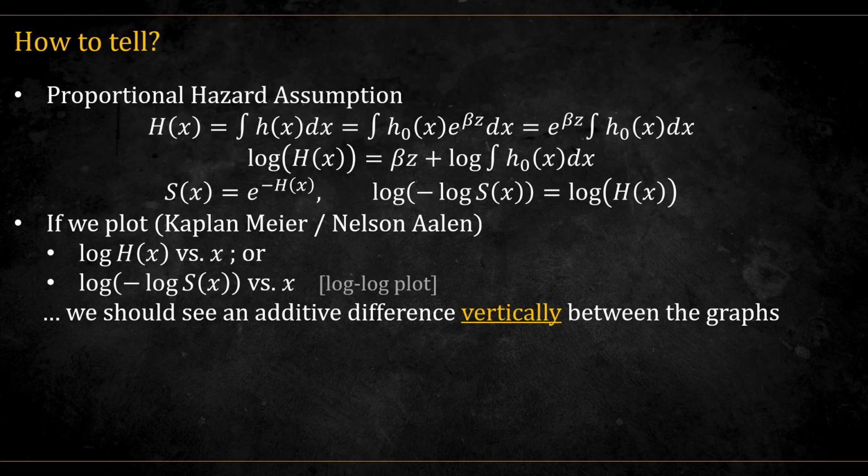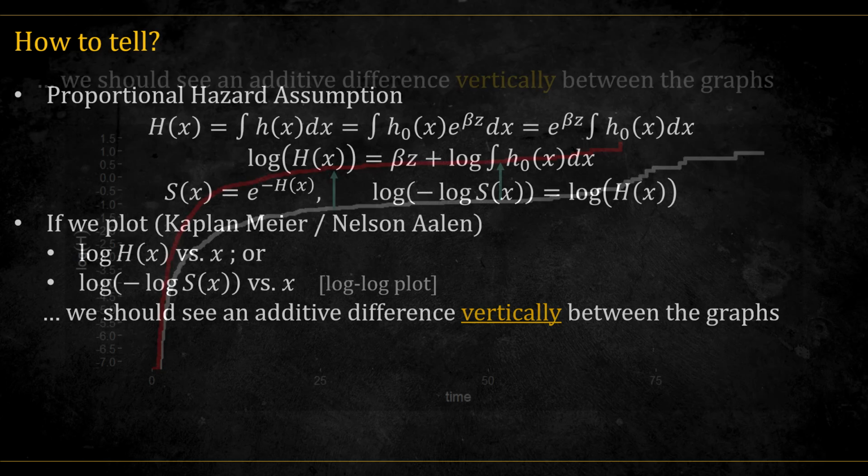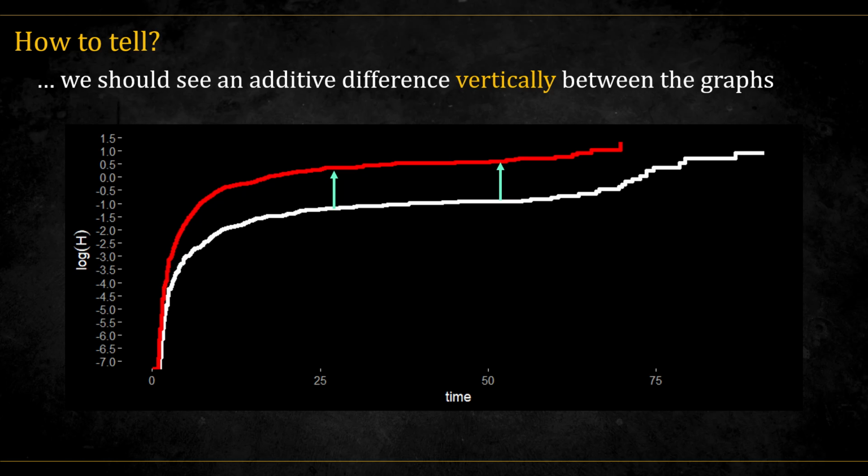So for this model, if we plot the log hazard versus time, we should see an additive vertical difference between the graphs. Here's an example of such a graph for data that actually came from a CoxPH model with some arbitrary H0. You can see that for the most part, the two lines have about the same additive difference between them.